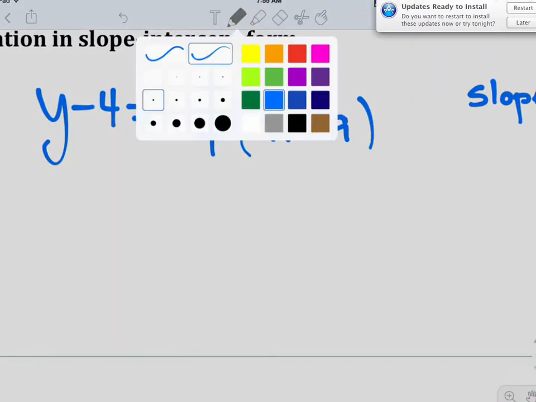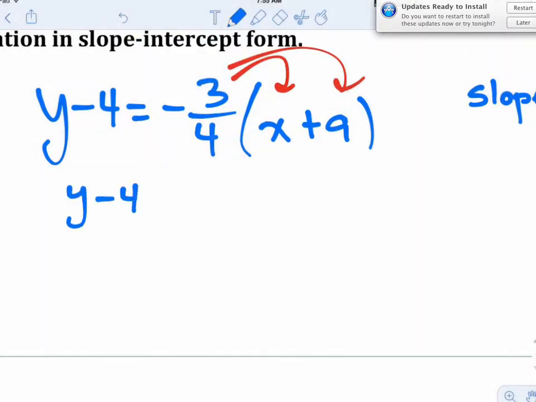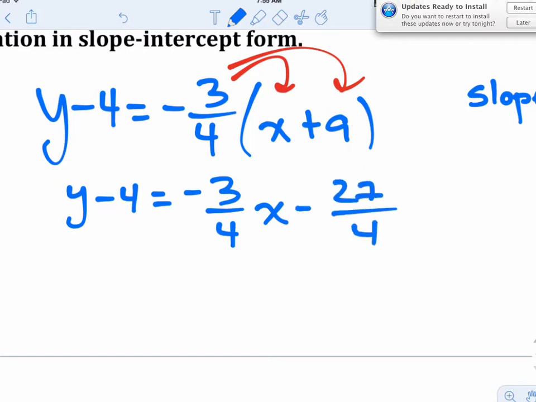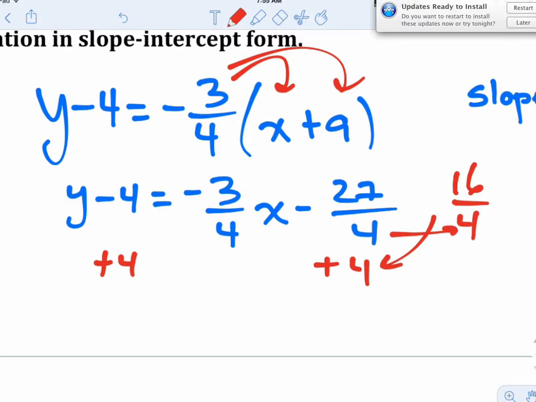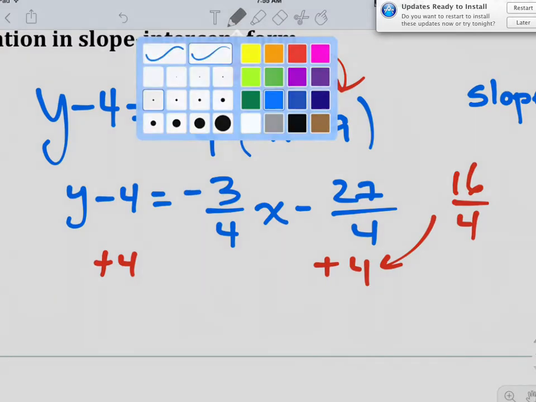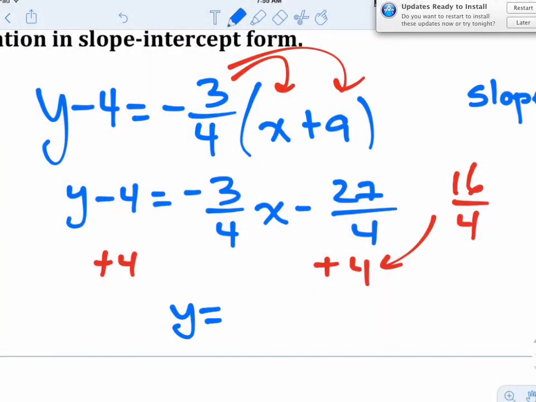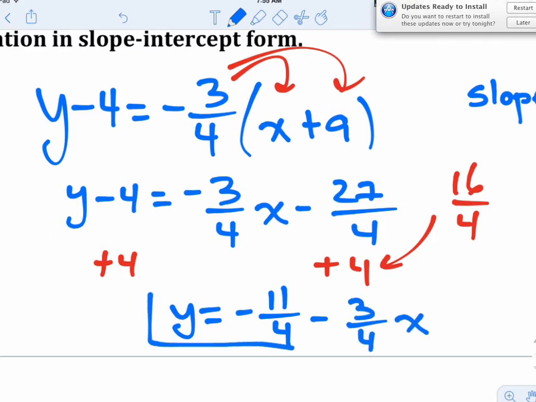The first thing I would do there is distribute this -3/4. We're going to have some fraction stuff here, but that's okay. -3/4 x minus 27 over 4. The last thing we need to do is add 4 to both sides. And we're just going to note that 4 is the same thing as 16 over 4. We're just going to try to get like denominators so we can actually add those two fractions. All right, so we end up with a final answer of y equals, let's see, -27 over 4 plus 16 over 4 should be -11 over 4, minus 3/4 x. Awesome.